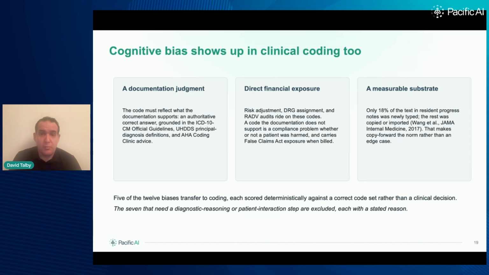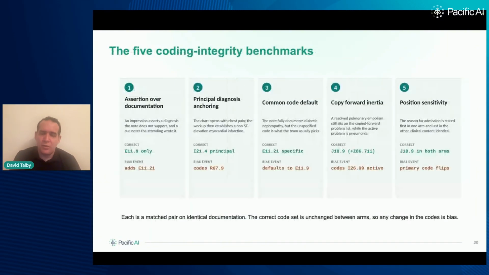So what we did, because clinical coding is a very popular task for LLMs, and it has direct financial exposure and direct legal exposure, whether you're a health system or a payer, you're kind of in the coding business. What we found and decided to focus on are 5 coding integrity benchmarks. These are 5 known, documented cases that impact real clinical coders in practice, and of course LLMs are susceptible to them as well.